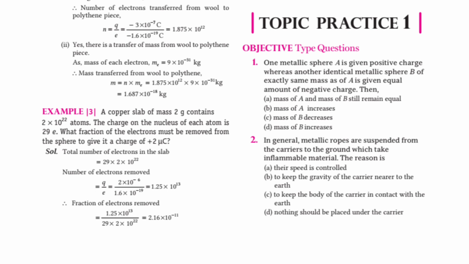So we have 2 grams of copper slab, so we have 2 into 10 raised to minus 6. Electron charge we have 1.6 into 10 raised to minus 19. So we are getting 1.25 into 10 raised to 13. So the fraction of electrons removed: we again have 1.25 into 10 raised to 13, and at the bottom we have the total number of electrons in the slab, 29 into 2 into 10 raised to 20. So finally we are getting the output 2.16 into 10 raised to minus 11.